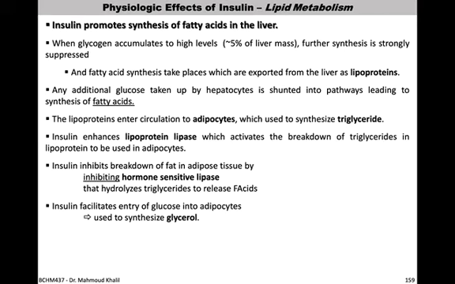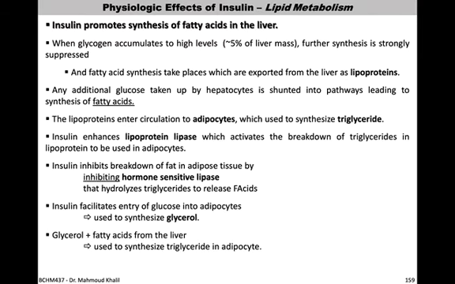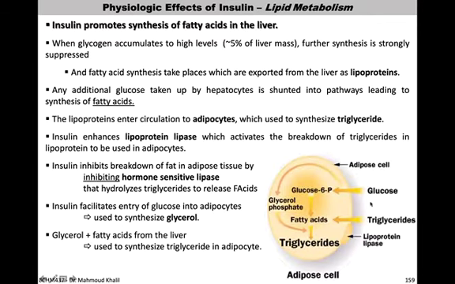So insulin facilitates the entry of glucose into adipocytes, of course used to synthesize glycerol. And the glycerol with the fatty acid from the liver is used to synthesize a triglyceride inside adipocytes. You can see from the figure that in the adipocyte, the glucose, once internalized, is converted into glucose 6-phosphate that can lead to formation of fatty acid and then triglyceride, by the help of the lipoprotein lipase and by the internalization of triglycerides as well from the circulation.